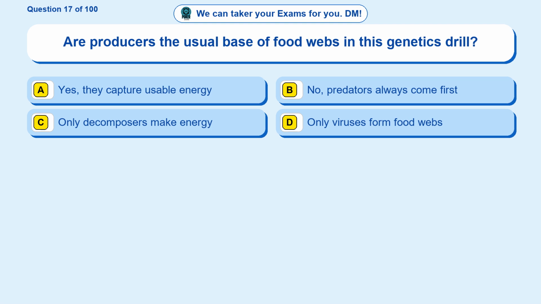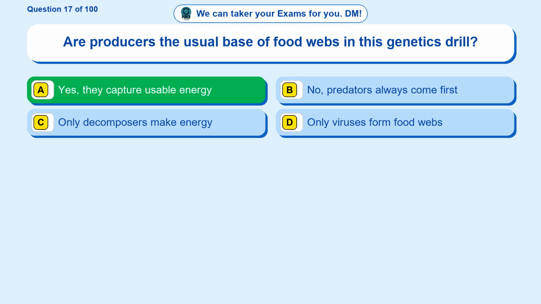Question 17. Are producers the usual base of food webs in this genetics drill? Option A. Yes, they capture usable energy. Option B. No, predators always come first. Option C. Only decomposers make energy. Option D. Only viruses form food webs.